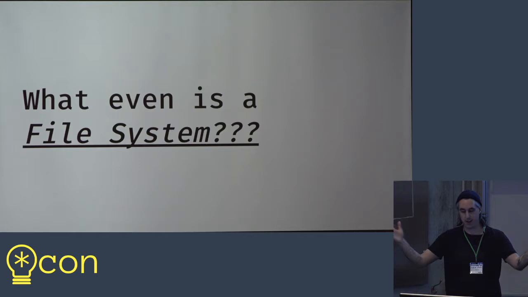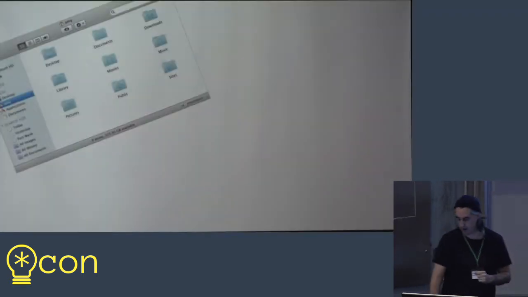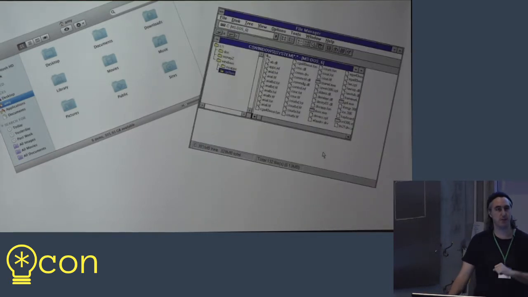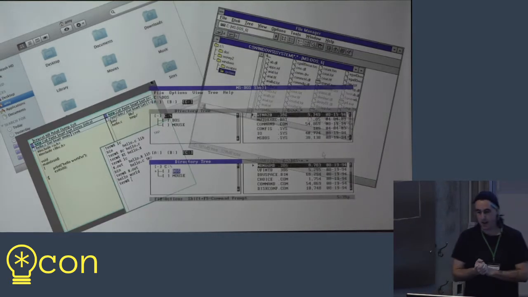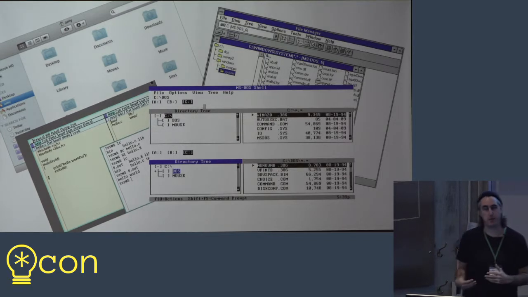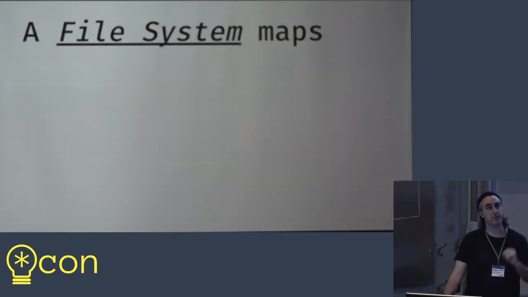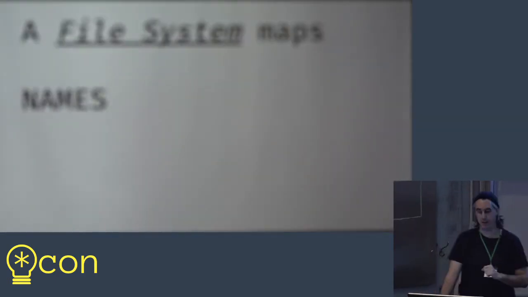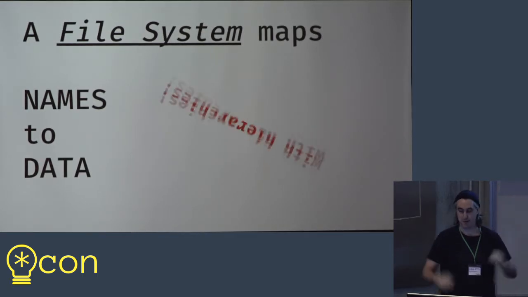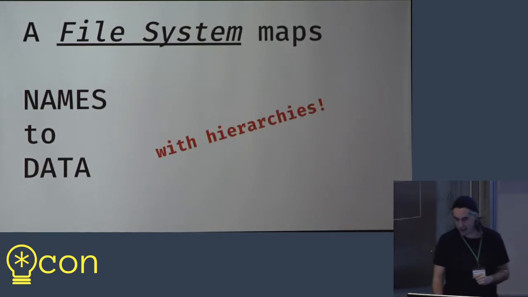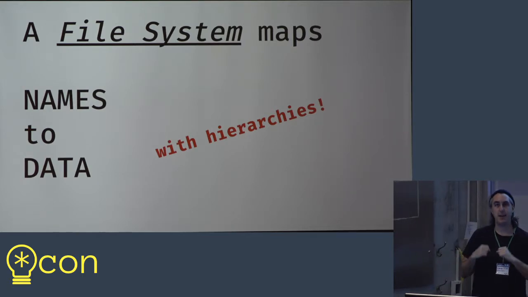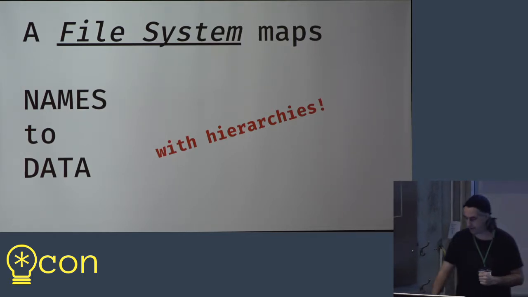So let's start. What is a file system? Many people interact with their file systems through various programs where you explore directories and files, which is how most people think about their file system. For the purposes of this talk, and for empowering you to build magical file systems, we're going to define a file system as something that maps names to data, but with hierarchies. If you keep this abstraction in mind, then you can really build truly magical file systems.